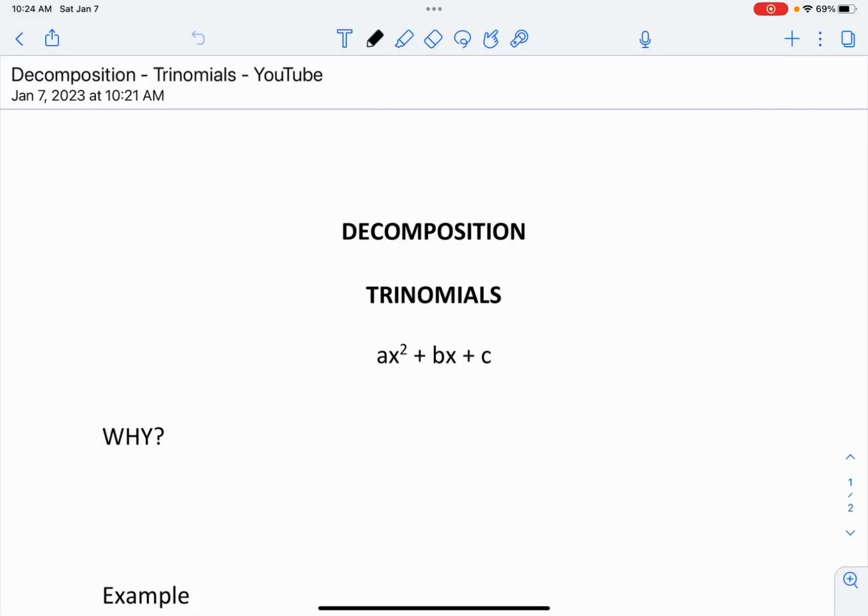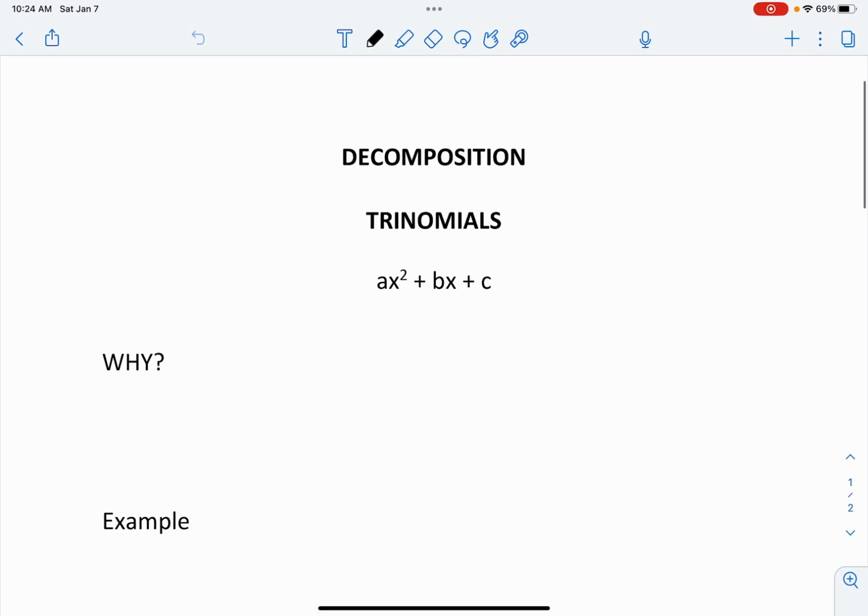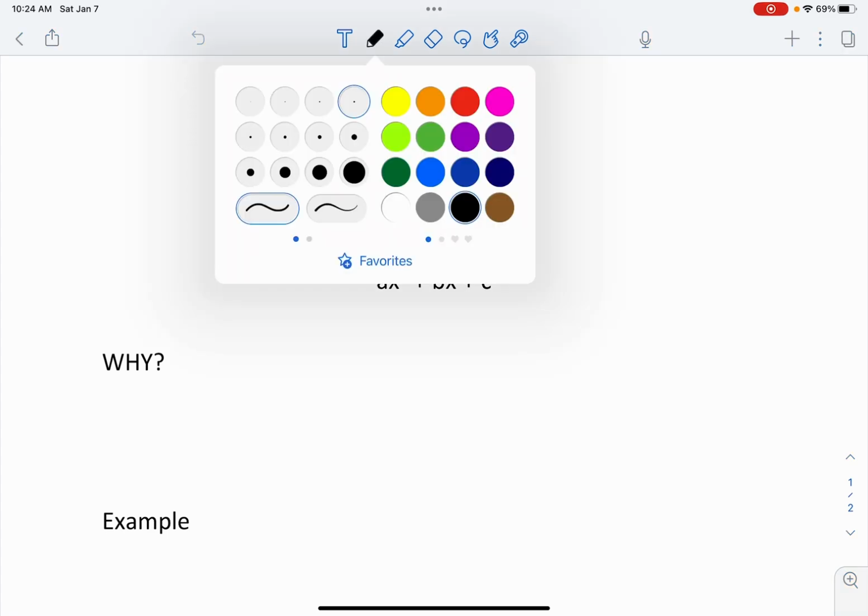Okay, welcome. We're going to do a little bit of a lesson on decomposition. We've done factoring by inspection, or the guess and check method I call it. Now we're going to use a little bit of a more systematic approach for some of these harder trinomials that we're trying to factor. Once again, remember the form that they take, our trinomials.